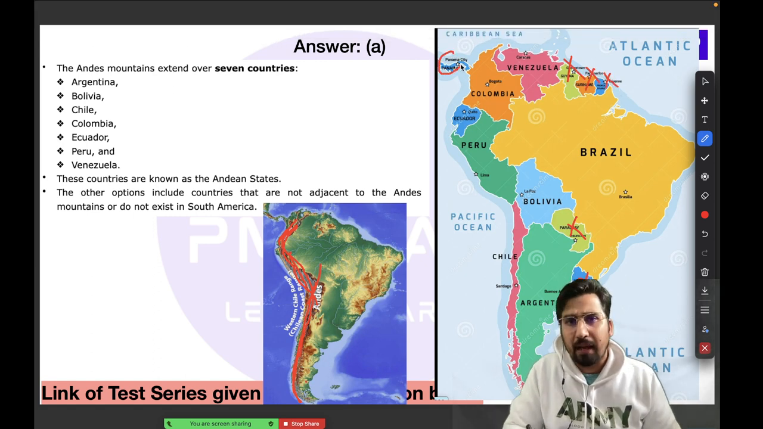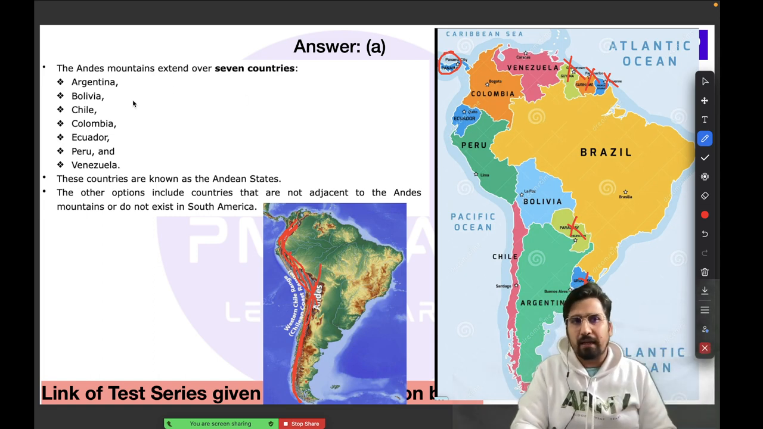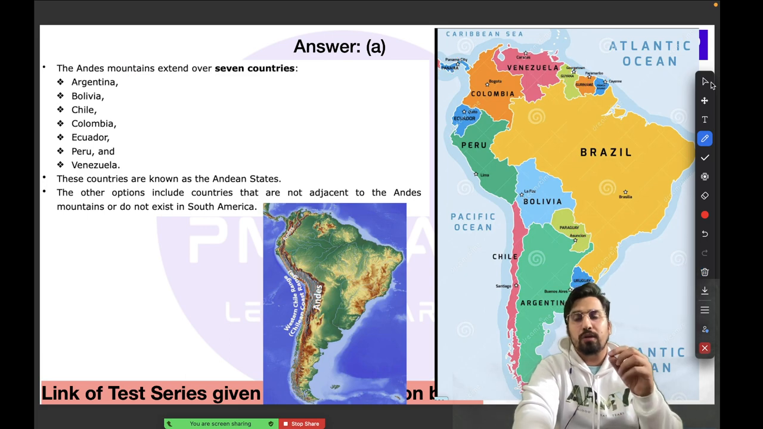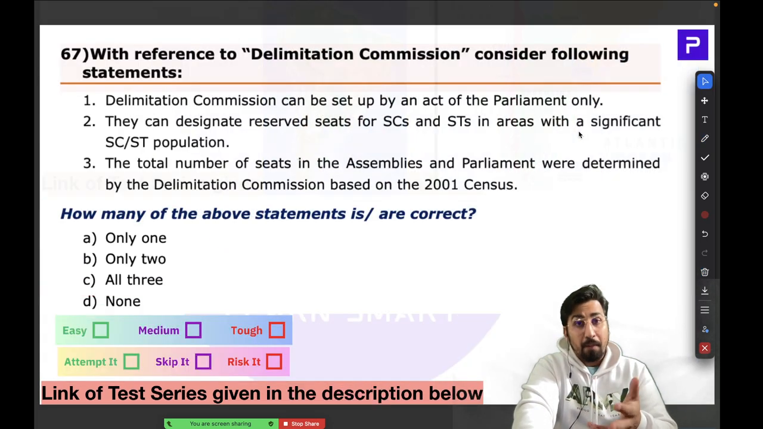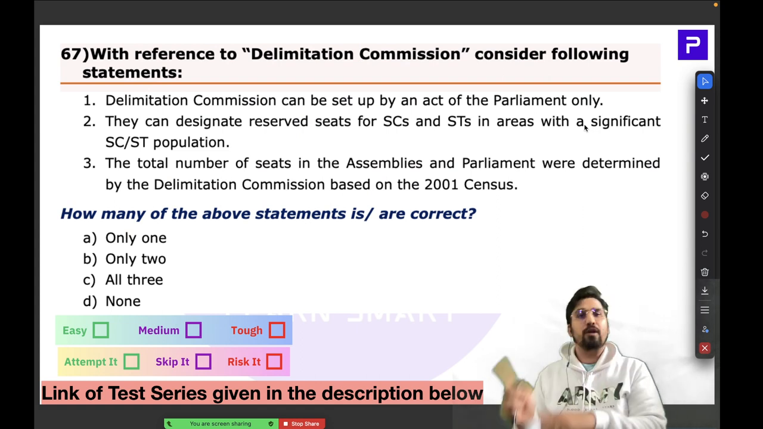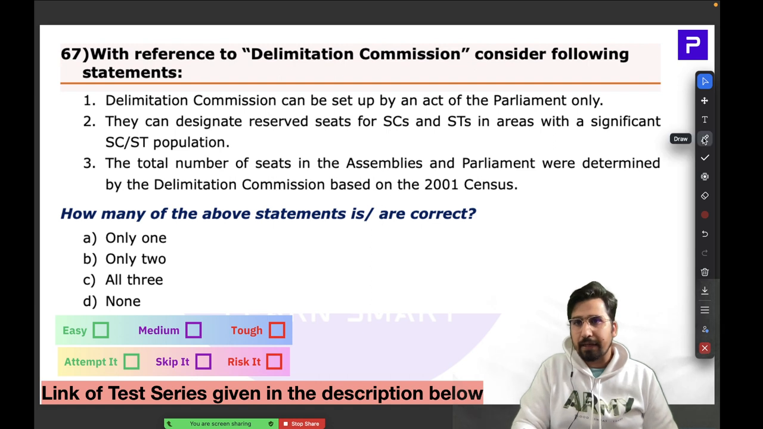Look at Panama. Panama is even quite far away. It was in Central America. So by the elimination method, I've got the right answer in this particular case. Sometimes you are not expected to know the answer, but sometimes you are expected to figure out which is definitely not the answer. So the elimination method comes into play in that particular case.